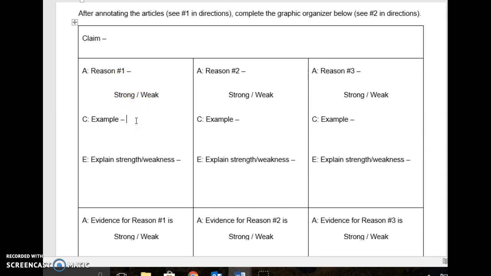Then you're going to cite that reason. Give me an example straight from the text. Then, of course, you are going to explain that example. How is it strong or how is it weak? Notice that you are giving me ACE for each part of your answer. What is the reason? Is it strong or weak? Give me an example, cite from the text, and then explain how it is strong or how it is weak. You're going to do that for 3 different reasons.